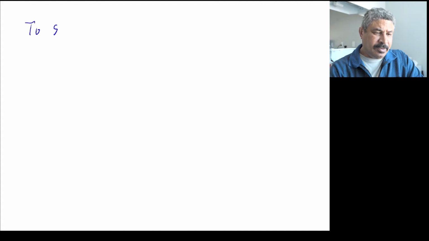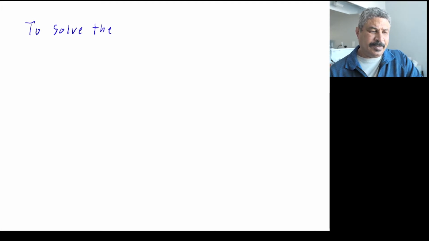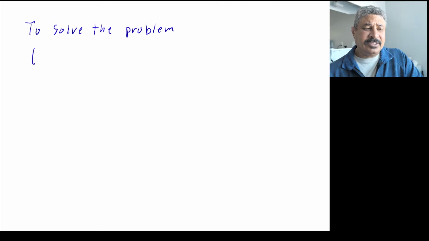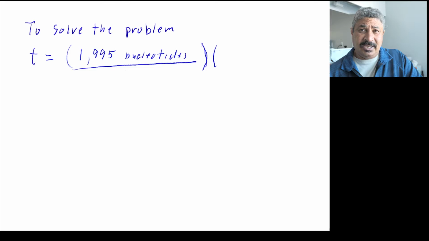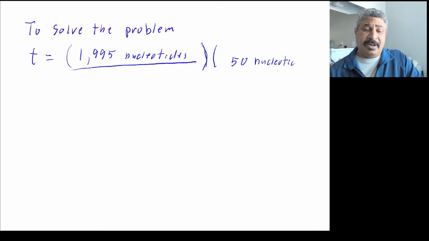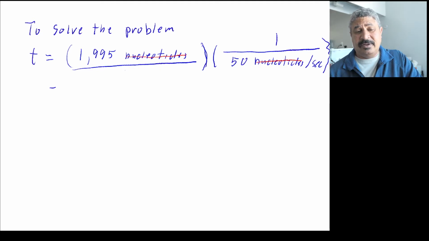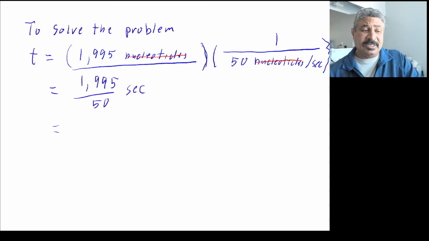So to solve this problem, we're going to have to set our problem up. So we're going to have t equal, and we know we have 1,995 nucleotides. So that's one of the variables that we have. We know it's going to be copied at 50 nucleotides per second, so we want to make sure the 50 nucleotides per second is in the denominator. So 1,995 is going to be divided by 50 nucleotides per second. Nucleotides will cancel out, of course, and we end up with 1,995 divided by 50, which comes out to 40 seconds.